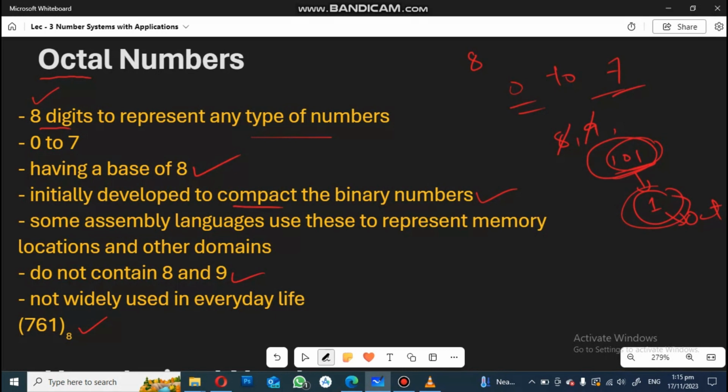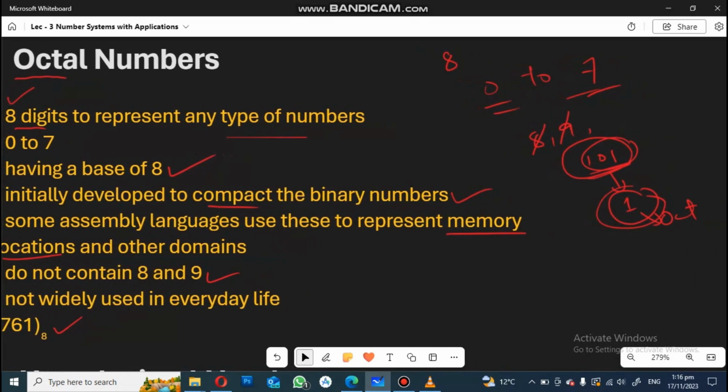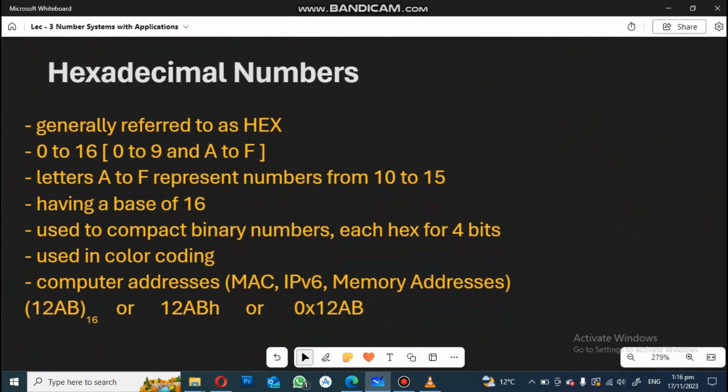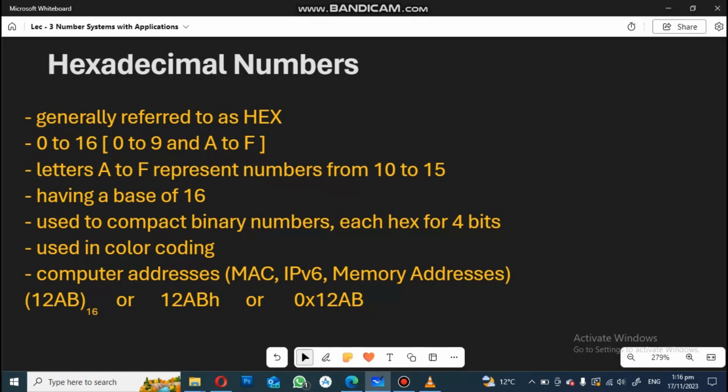In some assembly languages, if you might have seen, programmers use these octal numbers to represent memory addresses or locations, or they also use them as values. If you have studied computer organization or other courses where you discuss assembly language, you might have noticed that octal numbers are used there too, and they are not widely used in our everyday lives.